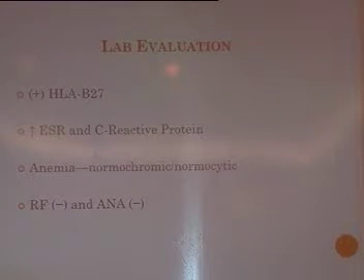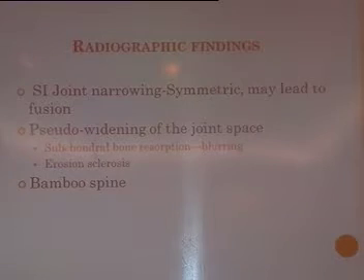Regarding lab evaluation, as I said, most of them are positive for B27. We find increased ESR and C-reactive protein. Anemia is typically normochromic, normocytic, and they are essentially negative for rheumatoid factor and antinuclear antibodies. Regarding X-rays, we see narrowing of the SI joints, and in the later stage we might see fusion also, and in some cases we find what is called pseudo-widening when subchondral bone resorption starts.